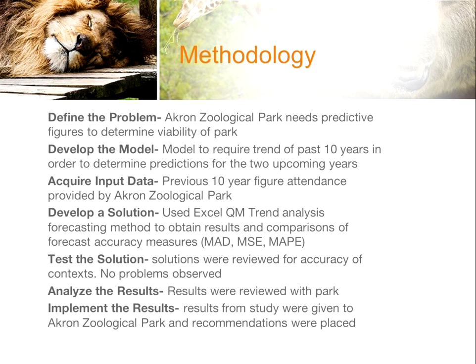So, our methodology for our project. We want to define the problem, which is that the Akron Zoological Park needs predictive figures to determine the viability of the park. We need to develop the model, requiring the trend of the past 10 years in order to determine predictions for the 2 upcoming years. We need to acquire input data, the previous 10-year attendance figures provided by Akron Zoological Park, and then we also need to develop a solution. We used the Excel QM trend analysis forecasting method to obtain results and comparisons of forecast accuracy measures such as MAD, MSE, and MAPE. Then we need to test the solution.